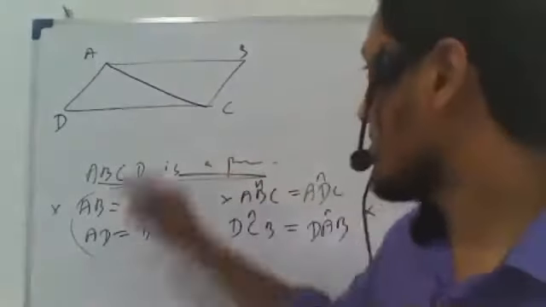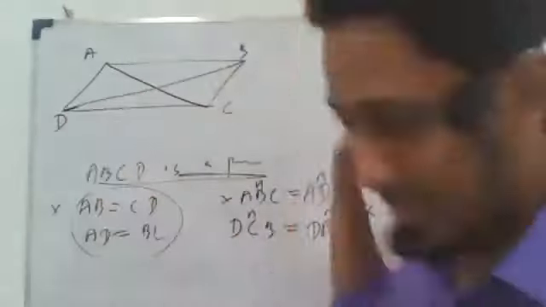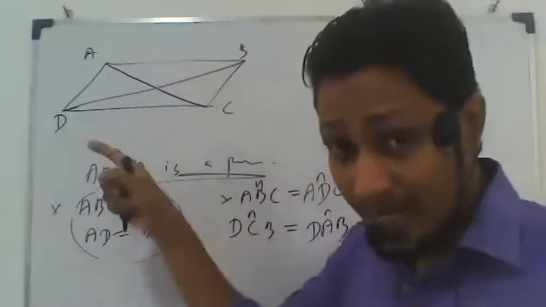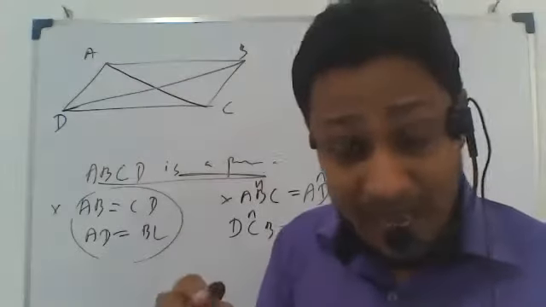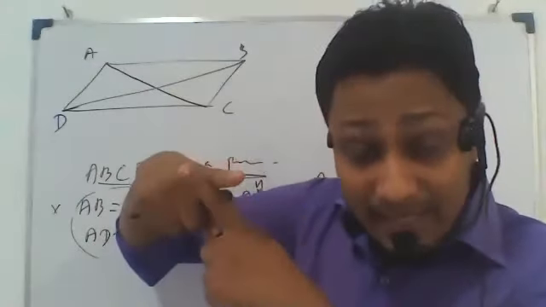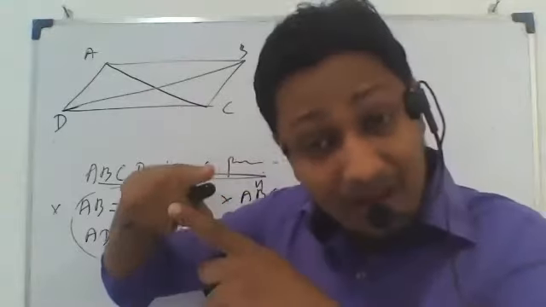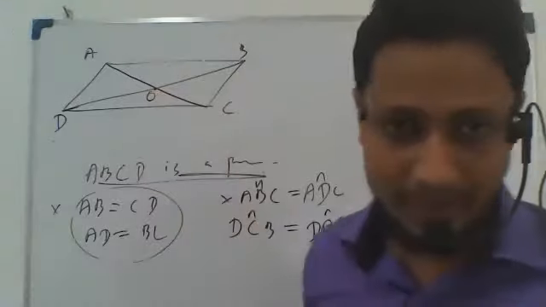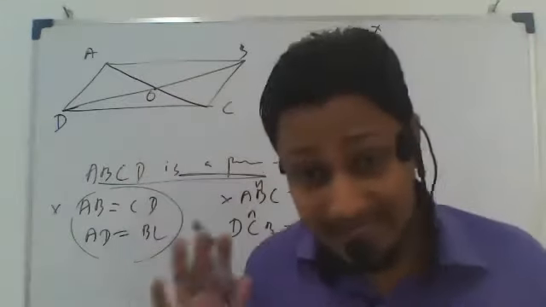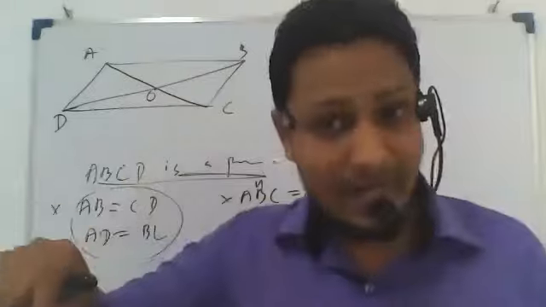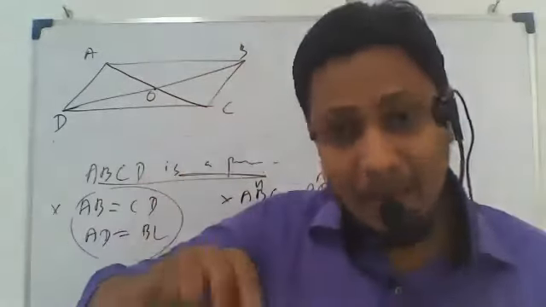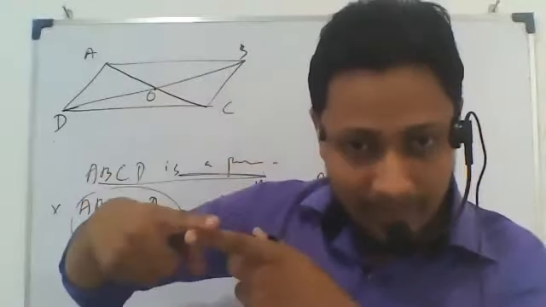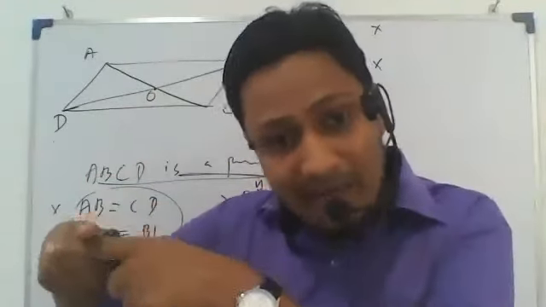Look at this one. Next one, B to D. I'll join it. When I join, AC is a diagonal. BD is a diagonal. So we have two diagonals, cutting each other in one place. That means they intersect. In that place I'll mark it O. Now in a parallelogram, diagonals bisect each other. One comes and cuts the other one into 2 equal parts.